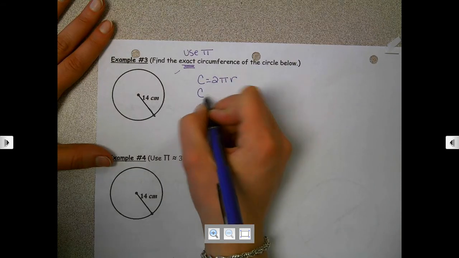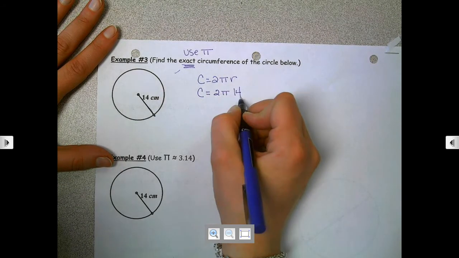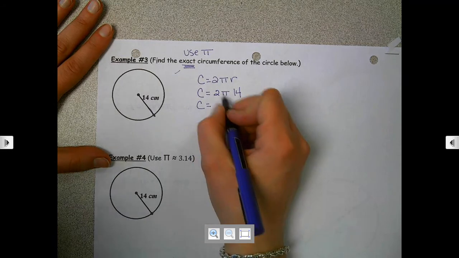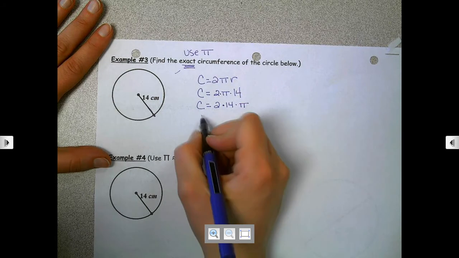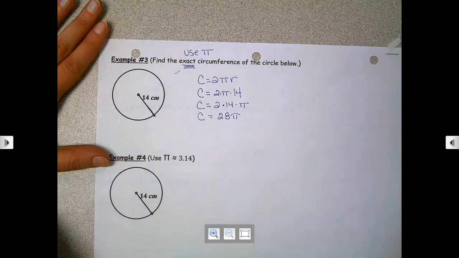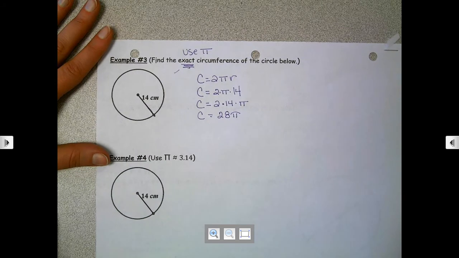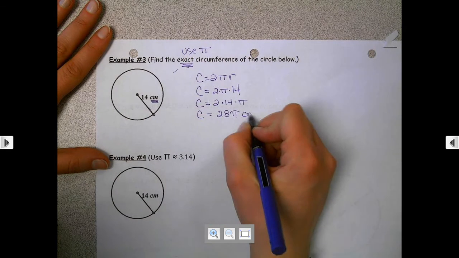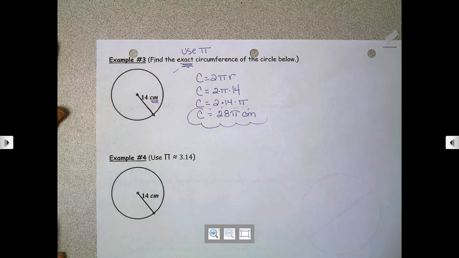So we're going to go ahead, circumference equals 2 times pi times the radius. Radius is 14. I'm going to use the commutative property of multiplication to rearrange my numbers because I do have multiplication here. 2 times 14 times pi, and I know that 2 times 14 is 28. So we have 28 times pi. And once again, because we are asked for the exact circumference, we're going to leave the pi symbol in our answer. The last thing that we need to do is we need to label with our units. So our answer is 28 pi centimeters is the circumference.